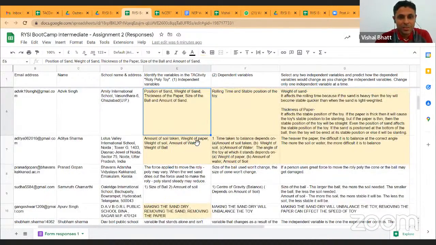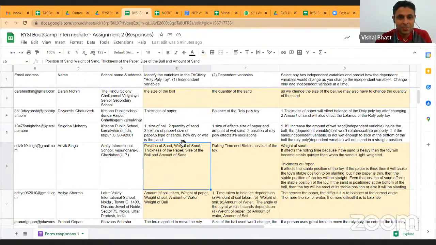Okay, so let's look at another submission. So here someone has identified position of sand, weight of sand, thickness of the paper, size of the ball, and amount of sand. So lots of independent variables, and dependent ones are rolling time and stable position of the toy.